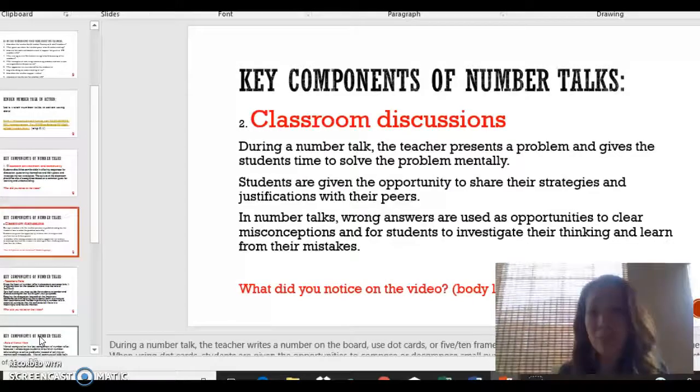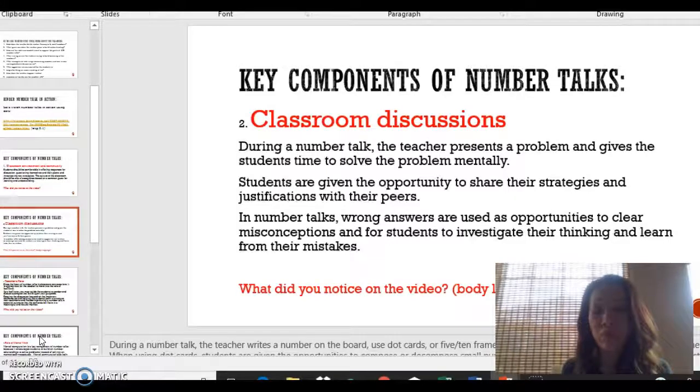The other component of Number Talk is classroom discussion. During a number talk, the teacher presents a problem and gives the students time to solve the problem mentally. As you can see in the video, the teacher simply showed a 10 frame with dots on it. Students were given the opportunity to share their strategies and justification with their peers. In number talks, wrong answers are used as an opportunity to clear misconceptions and for students to investigate their thinking and learn from their mistakes.